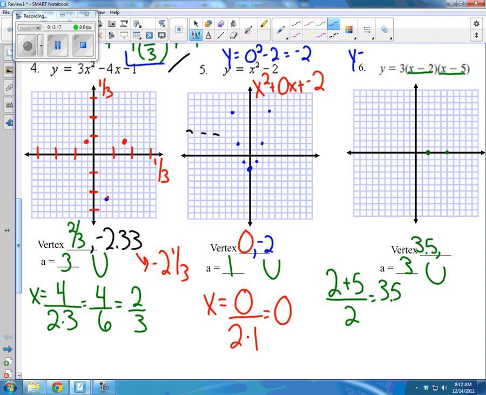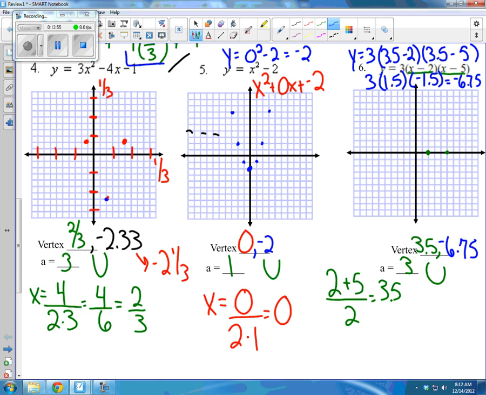So y is going to end up equaling 3 times (3.5 minus 2), and then (3.5 minus 5). And you are more than welcome to type that into your calculator. What your calculator is going to end up coming up with is the 3. The first set of parentheses will give it 1.5. And the second set of parentheses will give it -1.5. So when you end up multiplying 3 with 1.5 and -1.5, don't add them, you're going to get -6.75. So that's the y-coordinate.